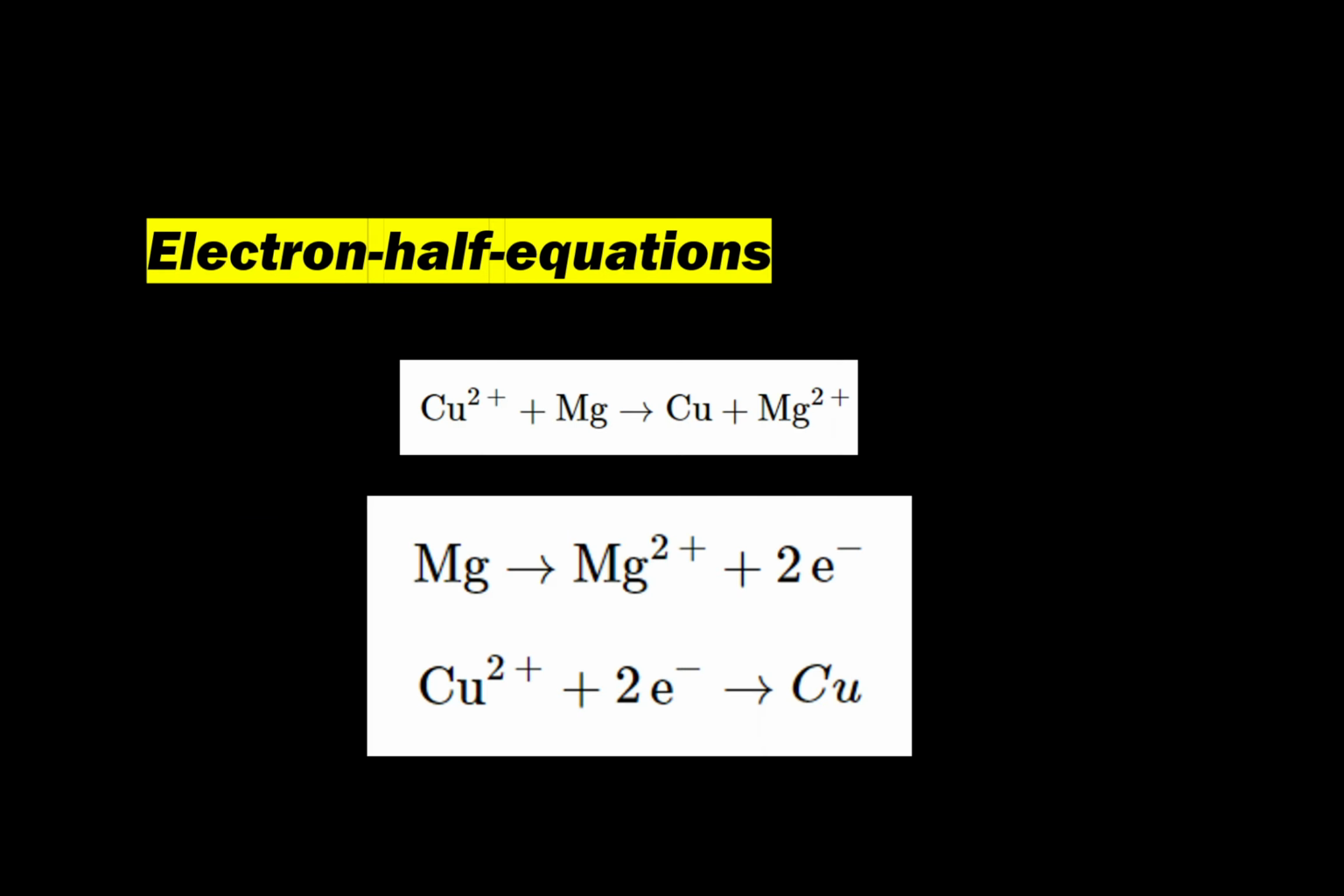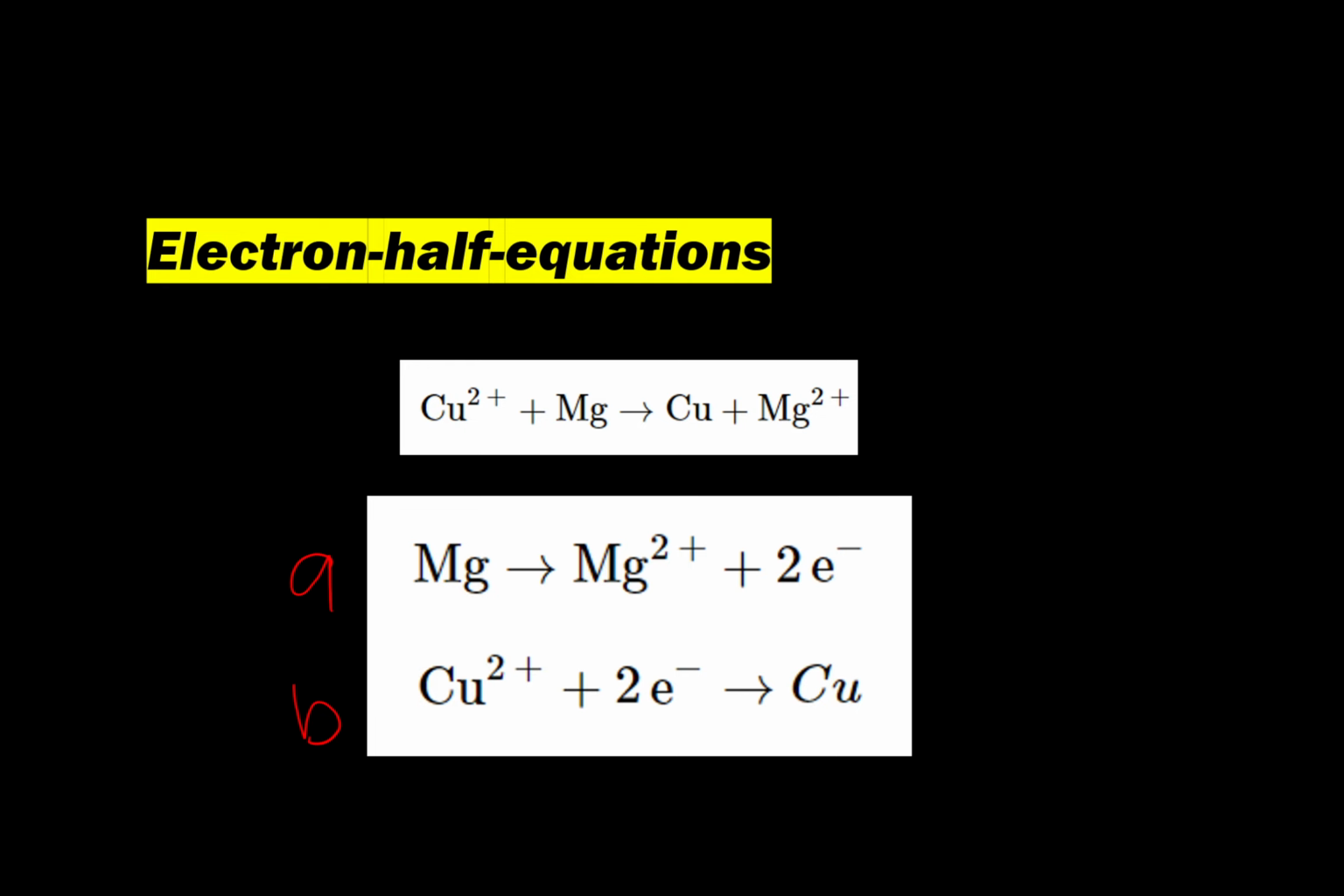So an electron half equation is what we have here. We have the copper 2 plus ion reacting with magnesium. And then we have the copper in its elemental state, and the magnesium is now the ion. Just showing this really simple exchange of electrons. Let me label it A and B. What type of reaction is A? Is it oxidation or reduction? Oxidation. Wonderful. That means that B is reduction.